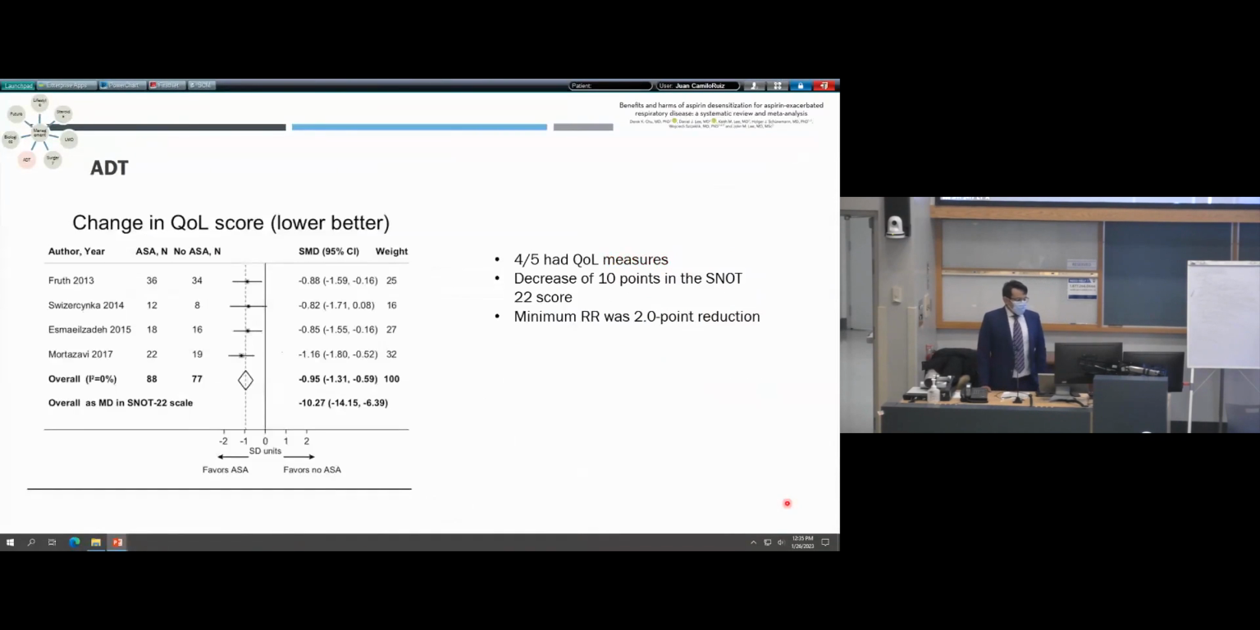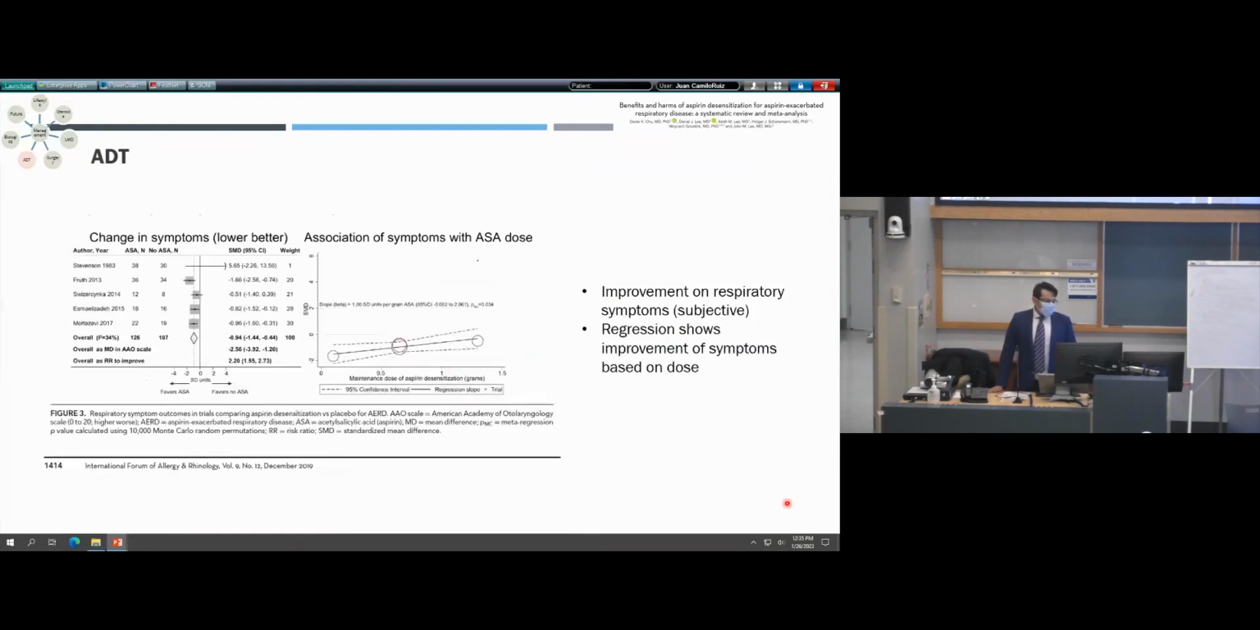So what did they see? Well, they saw an improvement on the SNOT-22 score, which is the nasal score, of 10 points, which was significant for aspirin compared to placebo. They also noticed an improvement in respiratory symptoms as well. And on the right, you can see in the regression graph that there's a dose effect, meaning that the studies with the higher doses tend to do better, while the study with the low dose didn't do as well. So again, it shows the dose dependency effect of aspirin in these patients.